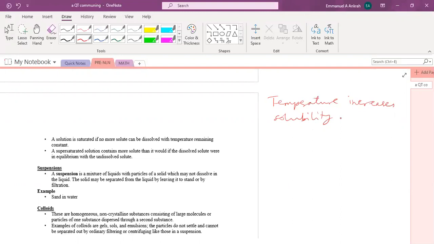At that point, we say that the solution is supersaturated. Supersaturated means that it contains more solute than it would dissolve. So a supersaturated solution contains more solute than it would if the dissolved solute were in equilibrium with the undissolved solute. There's nothing else, you cannot dissolve anything again, no matter what you do. It's supersaturated. So those are the different levels of saturation for a solution.